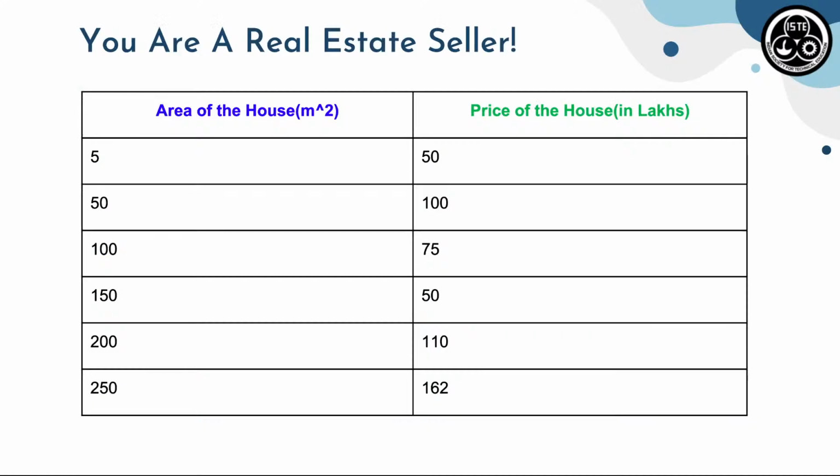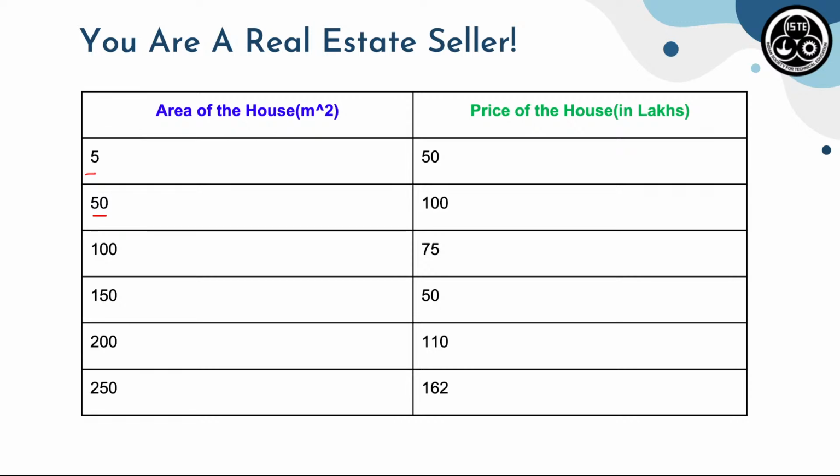Let's assume that you are a real estate seller and you have this data. This data has the area of the house on the left and the price of the house on the right. Let's say the area of the house is 5 meters square, and the price of the house is 50 lakhs. So for 5 meters square you have the 50 lakh house, and similarly for 50 meter square you have a 100 lakh house, right?